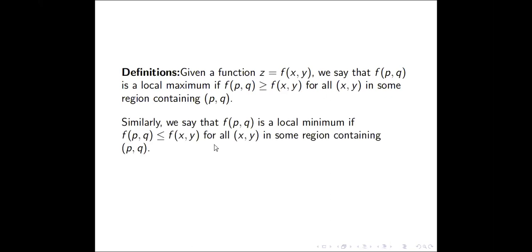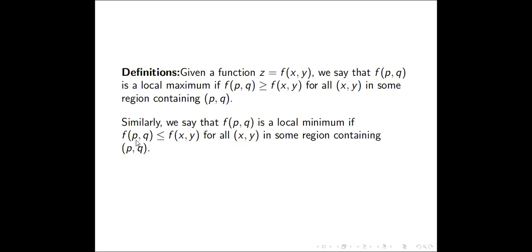We say that f of p, q is a local minimum if its function value, or the value of the function at p, q, is always less than or equal to the function value of all points in some region containing p, q. It does not have to be true for all the points on the domain. It just has to be true for some points in some region containing the point p, q here.